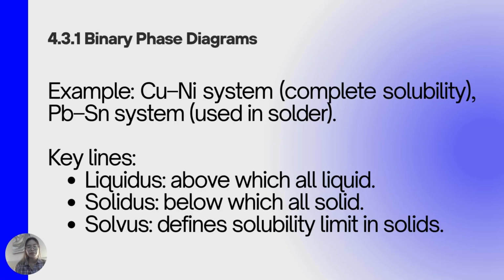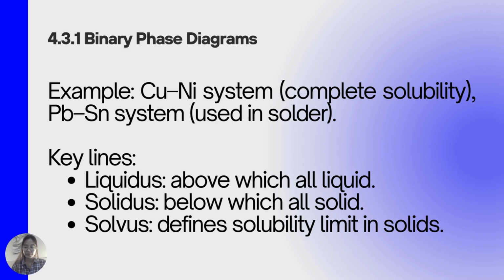This slide introduces binary phase systems, which are alloys composed of two elements. They can exhibit either complete solubility, like the copper-nickel system, or limited solubility, like lead-tin or iron-carbon.